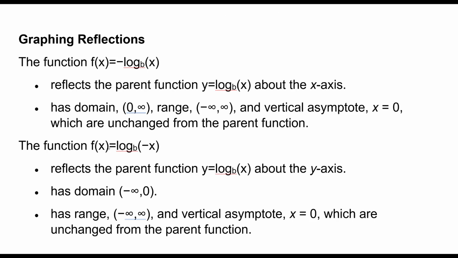For the function f of x equals log base b of negative x, so that negative applies to the x first, that's going to have the same shape of log base b, but it's going to be reflected across the y-axis. Now the domain is going to change to negative infinity up to 0. But the range and the asymptote remain unchanged.